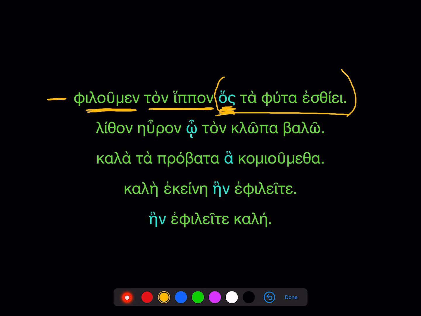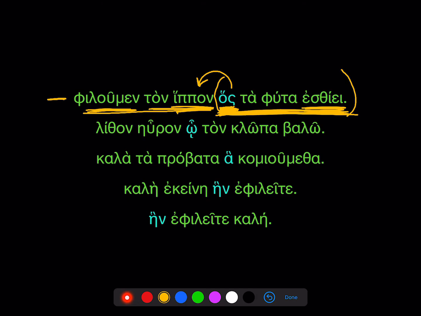So here's our relative pronoun. It refers to the horse, right? This whole relative clause tells us more about the horse. This is what relative clauses do. They're subordinate clauses that describe a noun or a pronoun. So, who is eating the plants? Hos, we chose the masculine singular relative pronoun because it's referring to the horse, and the horse is masculine and singular. But we've chosen the nominative form because inside the relative clause, hos is the subject of the verb esthiei. So we love the horse who eats the plants.